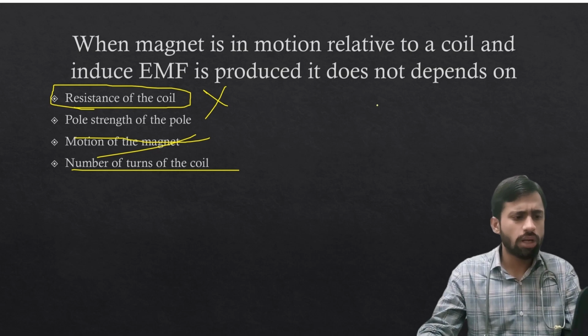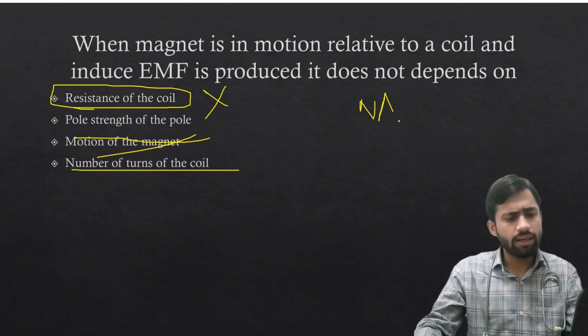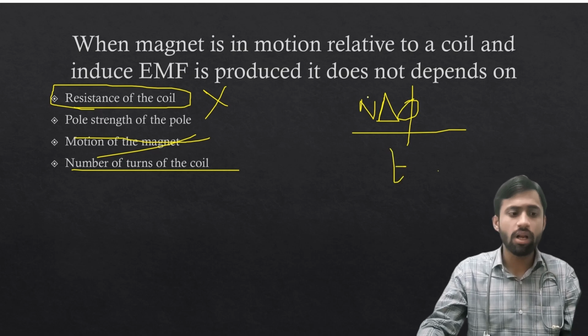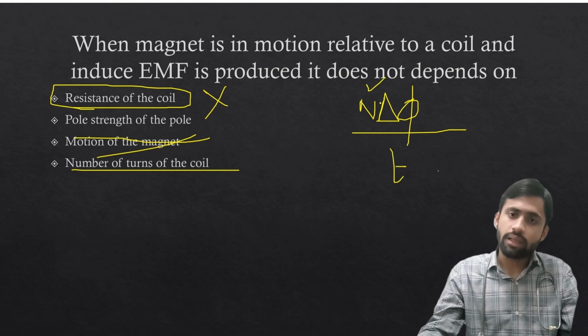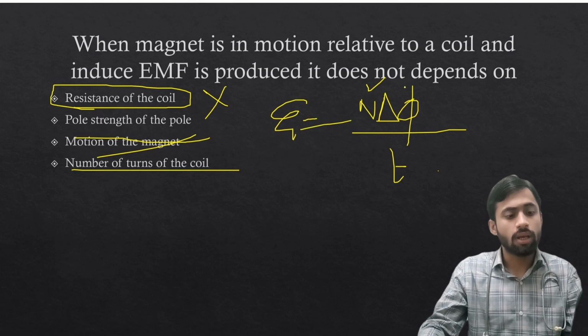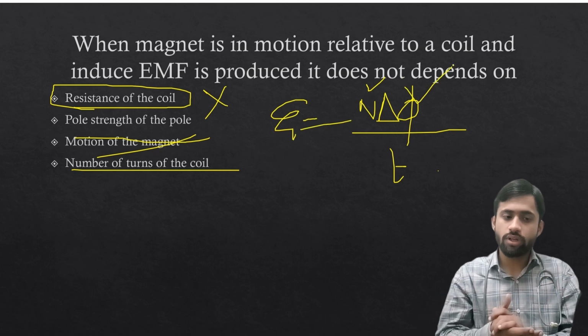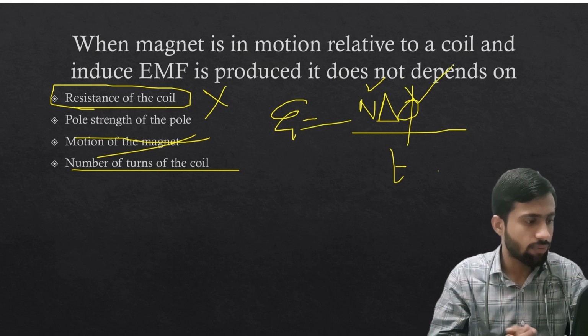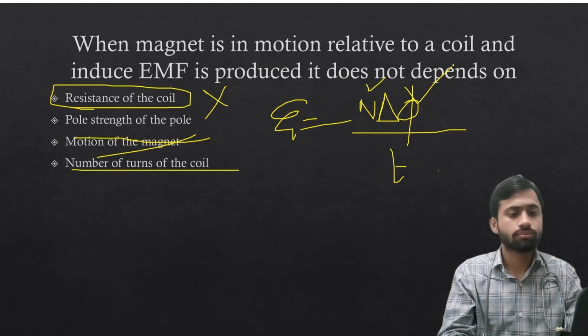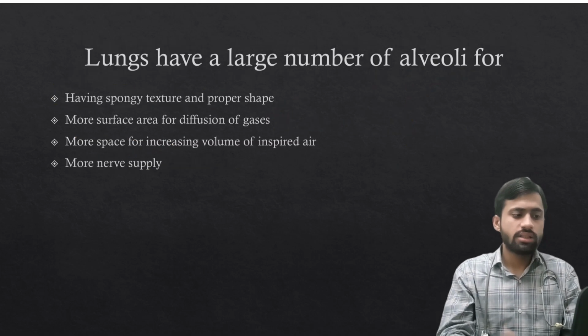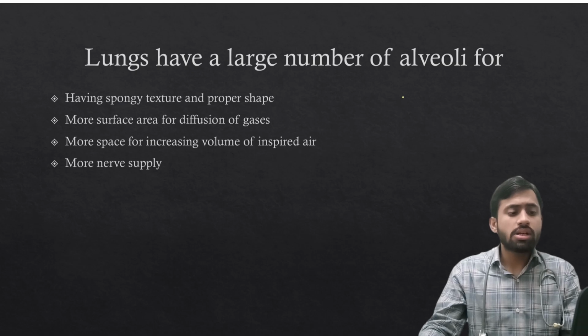So the formula is something like that: EMF equals N delta phi by T. I guess you can confirm it. The greater the number of coils, the greater the induced EMF, and the greater the rate of change of flux, the greater the induced EMF. Okay, let's move on. Resistance has no role.